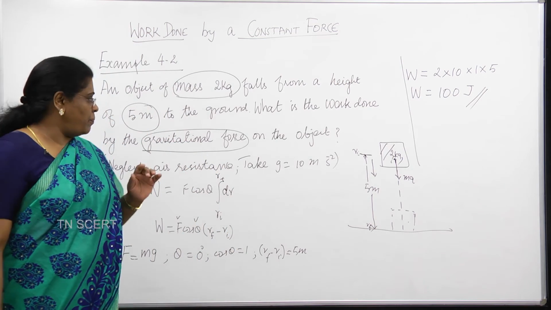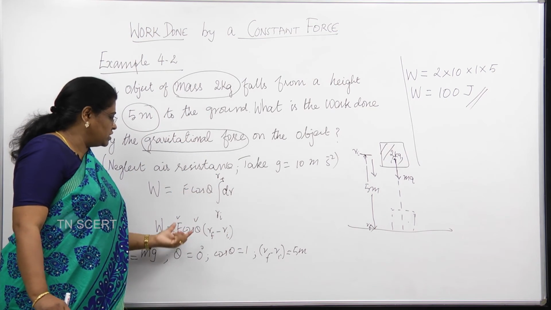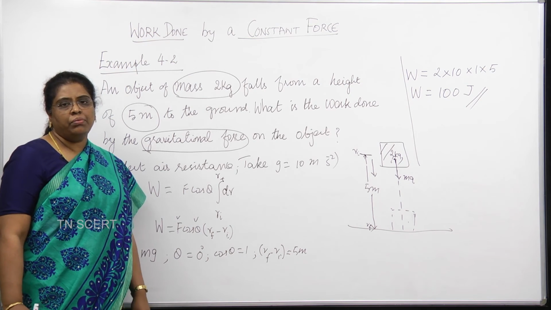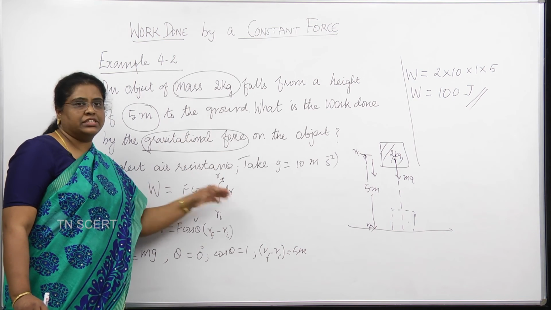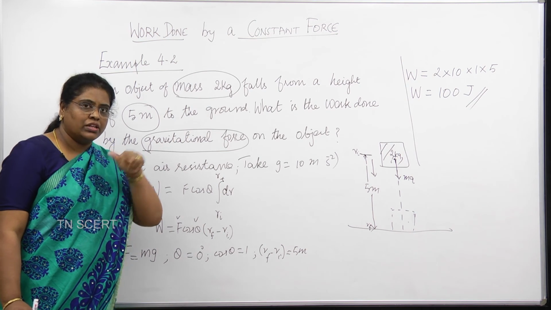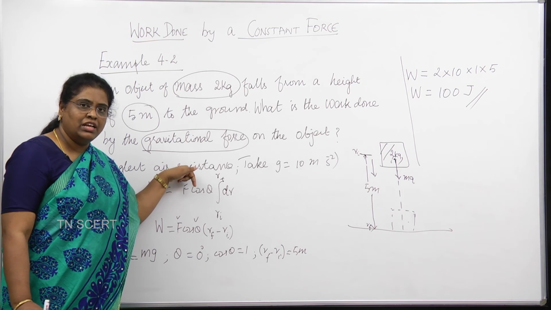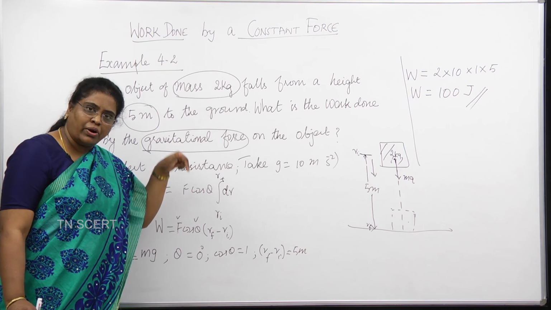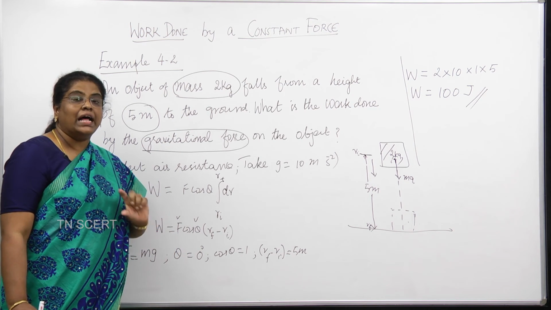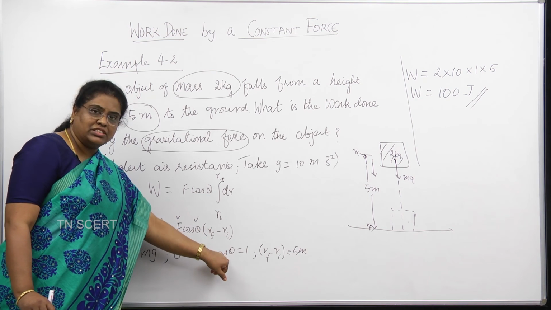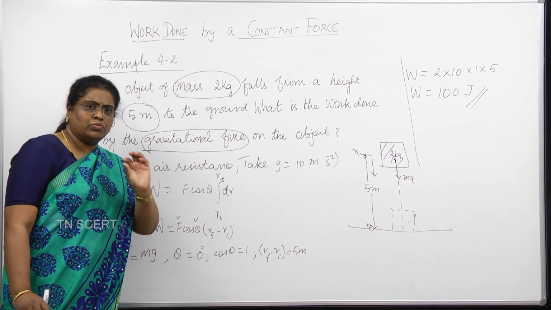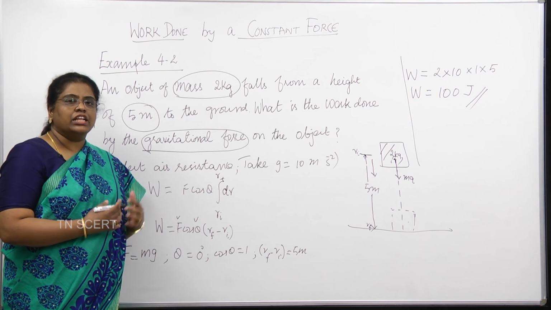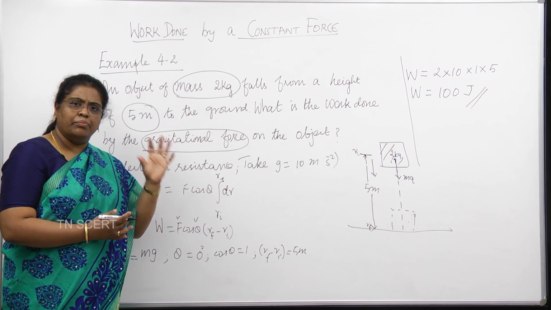Here we have applied this formula, taken the constant force out, and integrated. This is how you should solve the problem when such parameters are given. Here we should note the force is the gravitational force and the direction of the force is downward, and the movement of the body, or the displacement, is also downward, and that is how we identified cos theta to be 1. These are all small things which you should infer from the problem that is given, so that the concept is correctly applied to the simple equation.